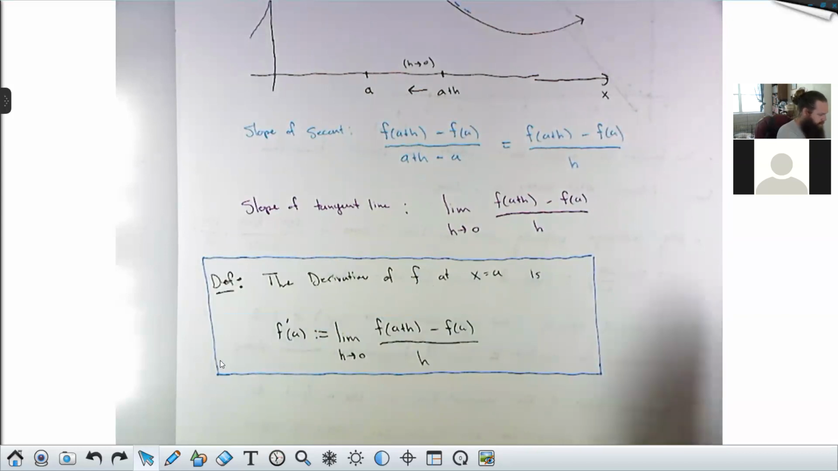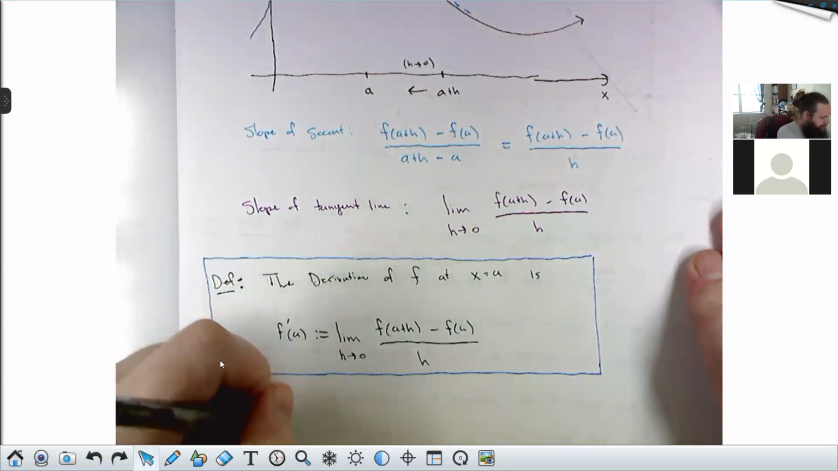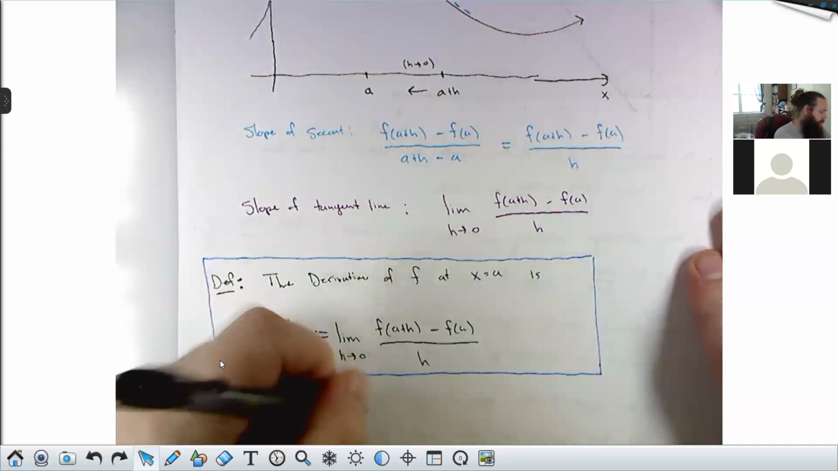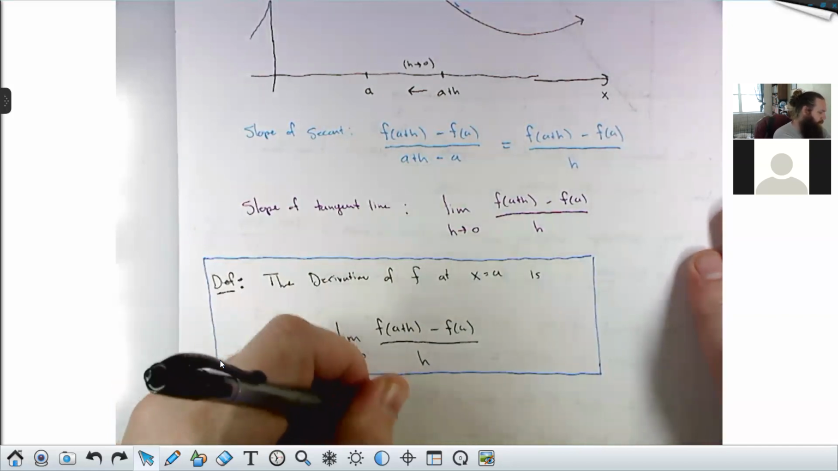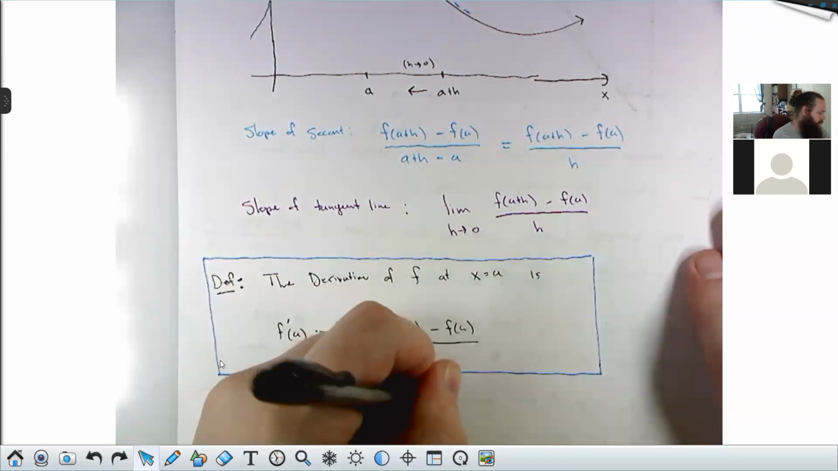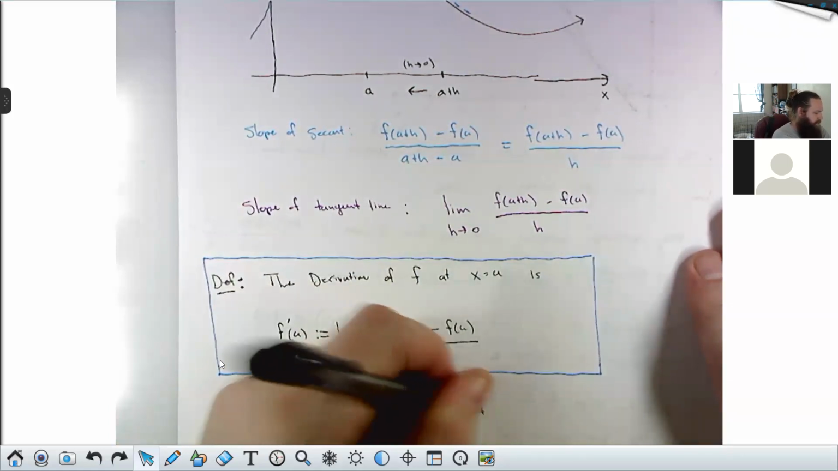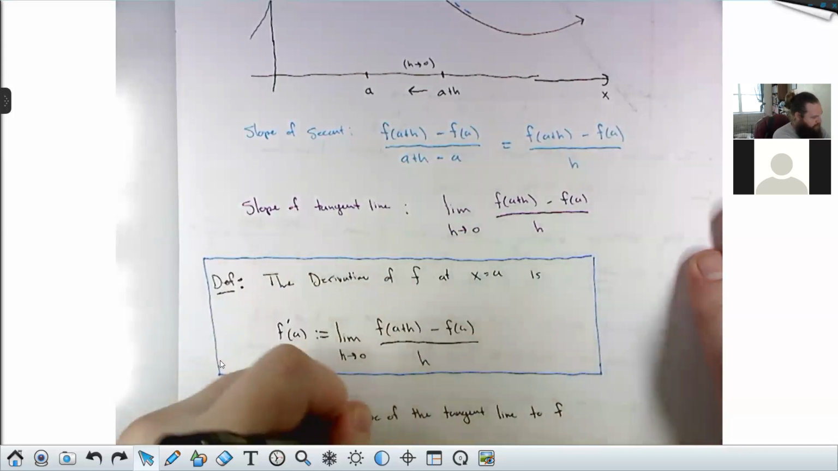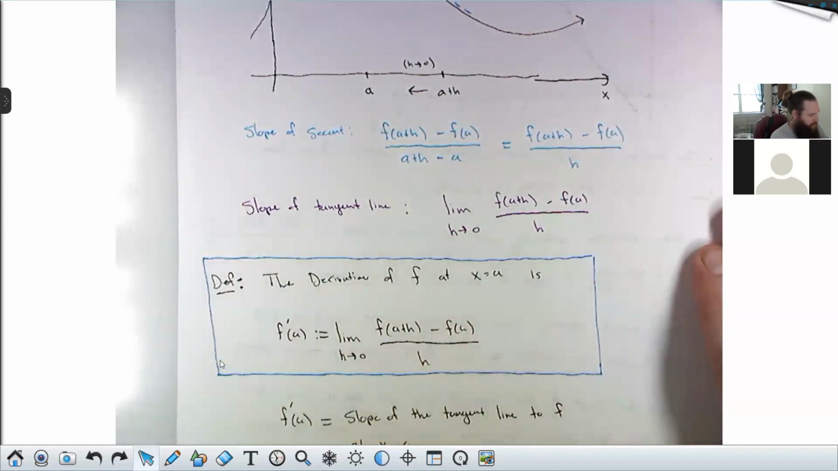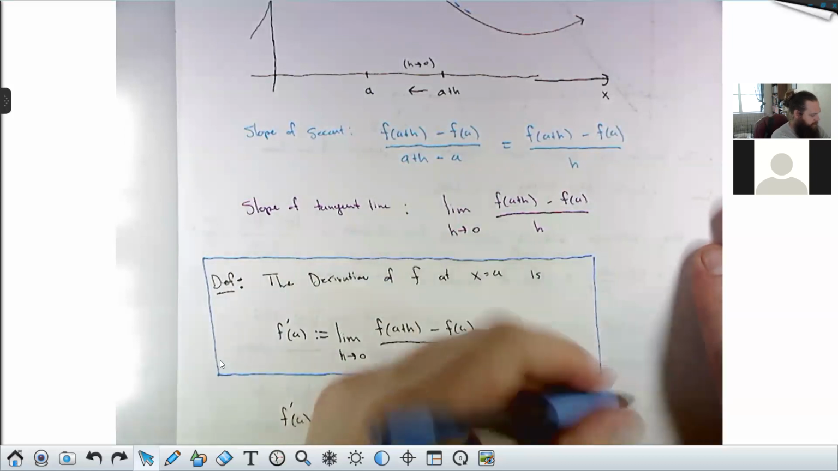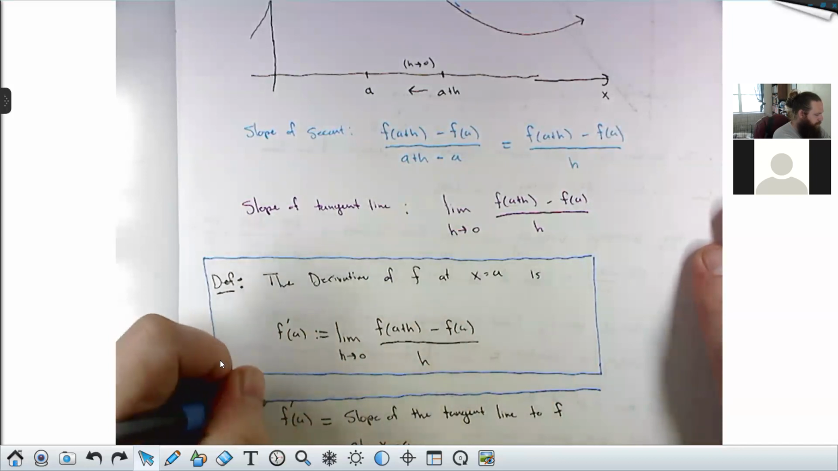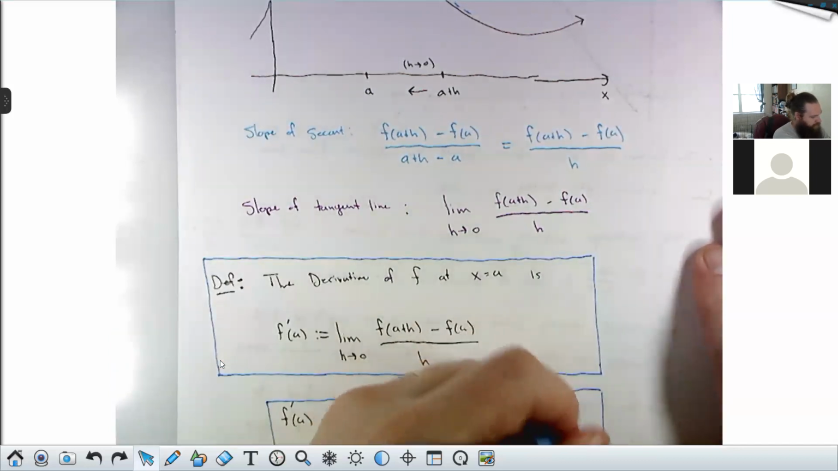So one other thing to make sure you remember. Just putting these two things together, this is the slope of the tangent line to f at x equals a. Probably also worth boxing that. So you remember that these things are intimately connected to each other.